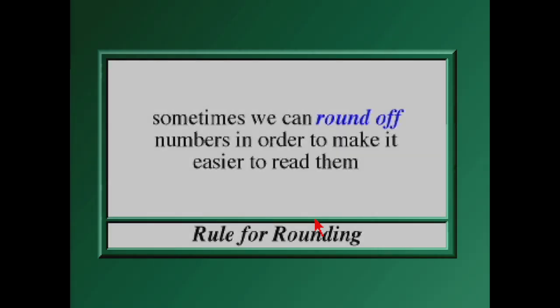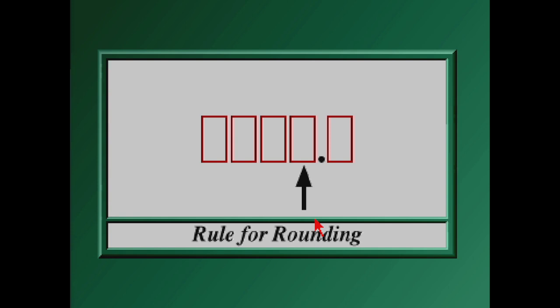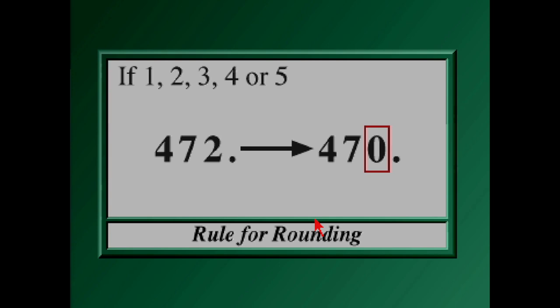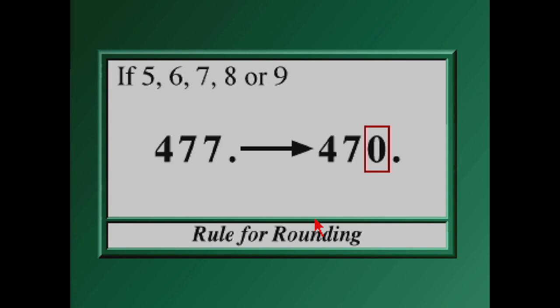Sometimes we can round off numbers in order to make it easier to remember them. The way a number is rounded is determined by the digit in the final place. If the digit in the final place is less than 5, replace it with 0, the placeholder. If the digit in the final place is 5 or more, replace it with a 0, the placeholder, and increase the digit to its left by 1.